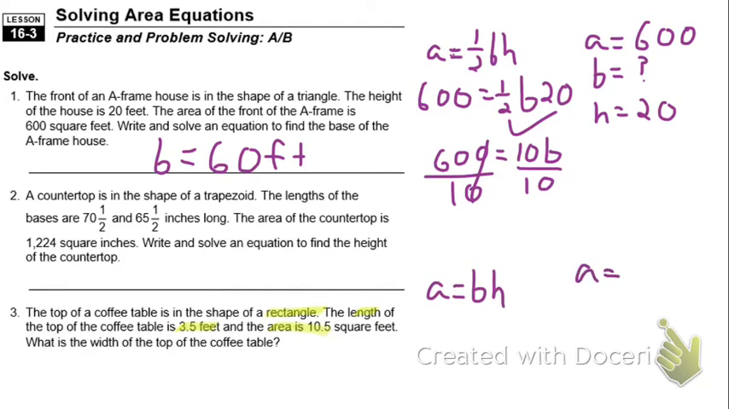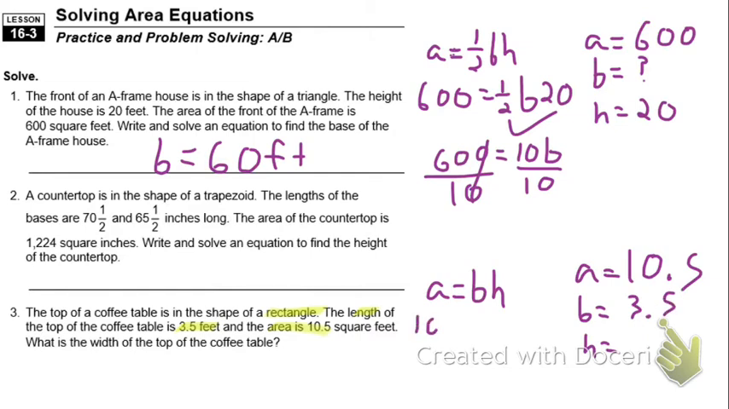Let's deconstruct it. Here they've already given us the area, which is 10 and 5/10, or 10.5 feet. They've also given us the length, or the width, however you want to see it, ladies and gentlemen. So here we have 3 and 5/10, and they're asking us for the height.